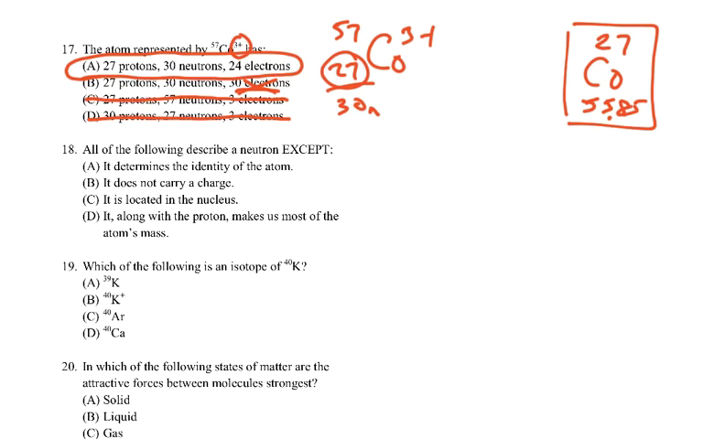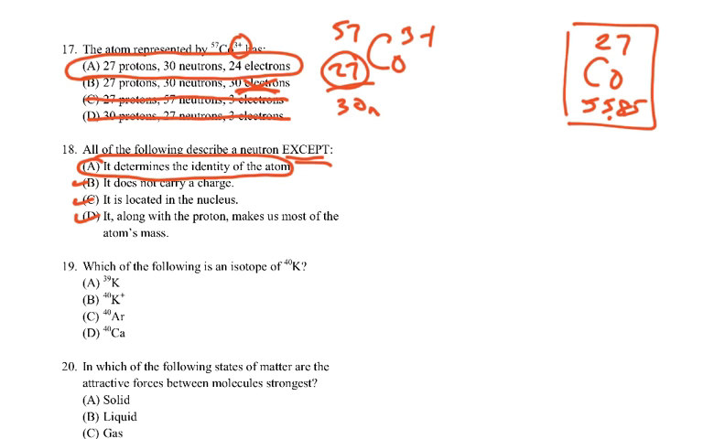All the following describe a neutron except. So be careful about this except. It determines the identity of an atom? No, that's the proton. So I think that's my answer, A. Let's keep going. It does not carry a charge. That's true. It's located in the nucleus. That's true. And it, along with the proton, makes most of the mass of the atom. That's true. So B, C, and D are true. A is the one that's not true. It's talking about the proton.